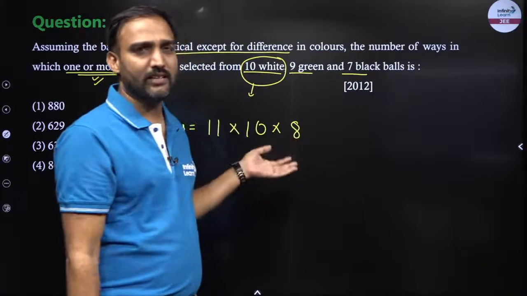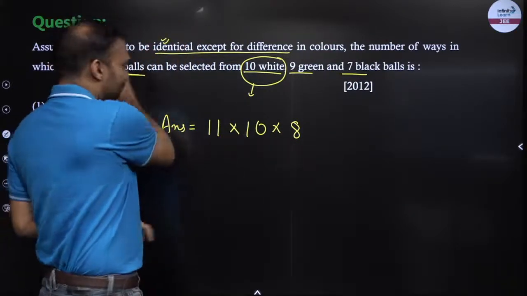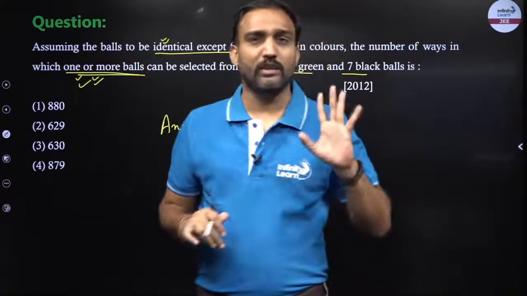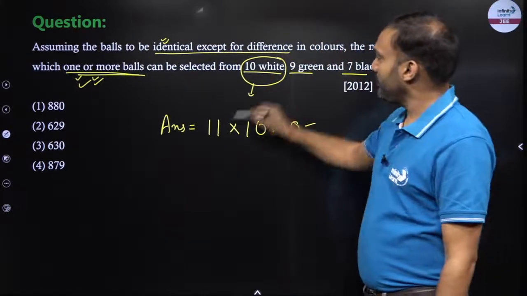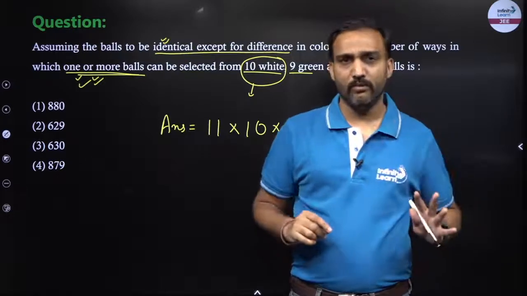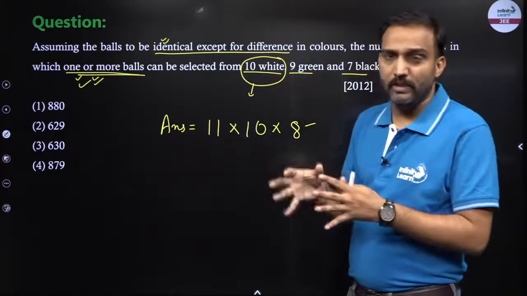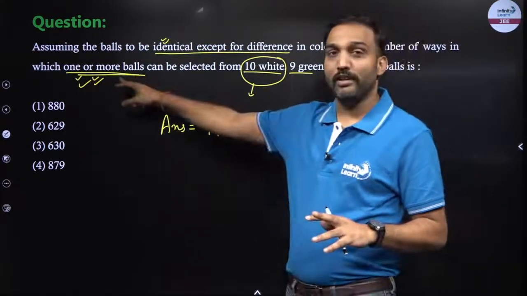Whenever there is an 'and' condition, I should multiply. Now, is this my answer? Over here it says 1 or more than 1 ball. That means at minimum you have to select 1 ball. Now see over here, I have taken 11 cases. Out of those 11 cases, 1 case is where I am not selecting any white ball. But if I don't select any white ball and I select 2 green balls, then at least I have 2 green balls at the end. So this condition is fulfilled.